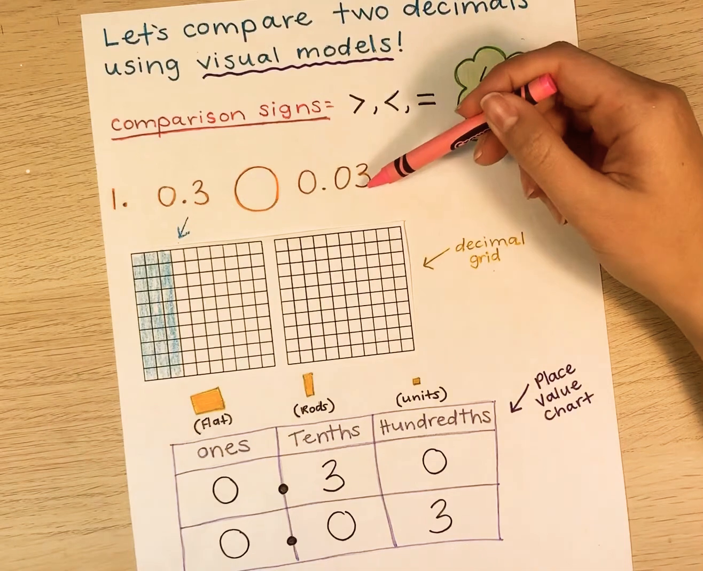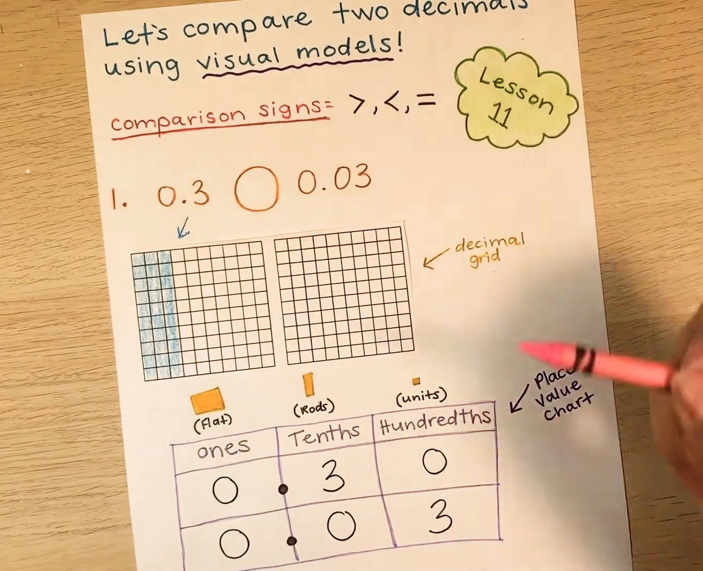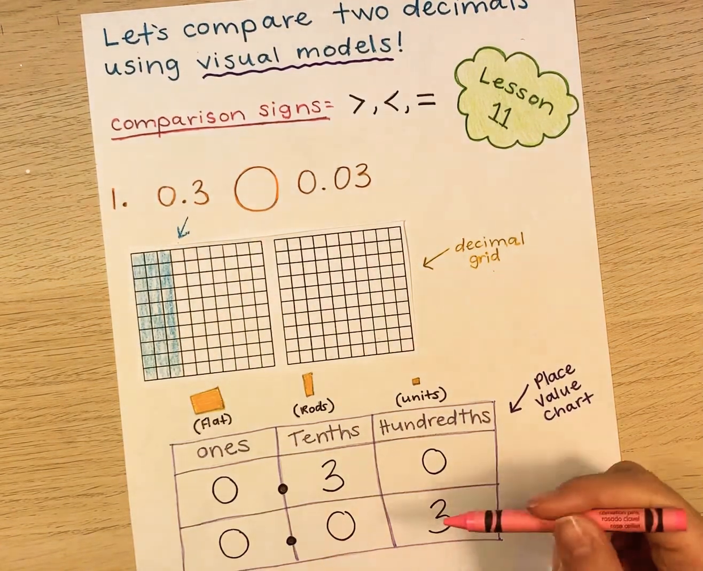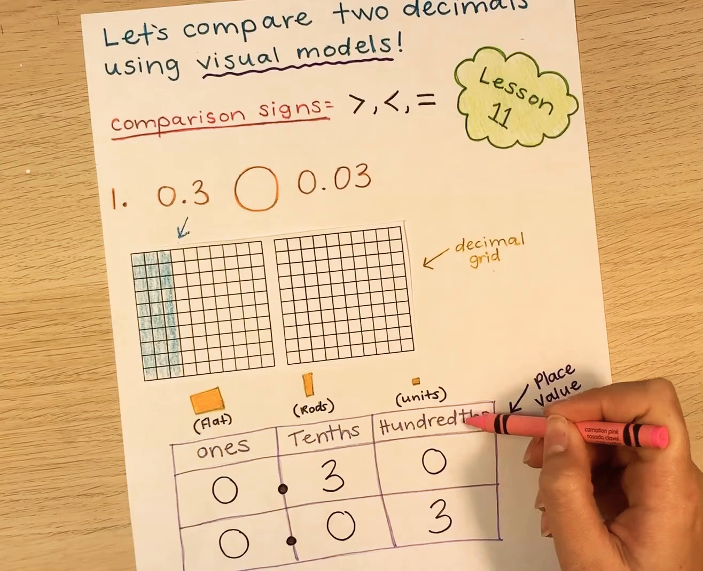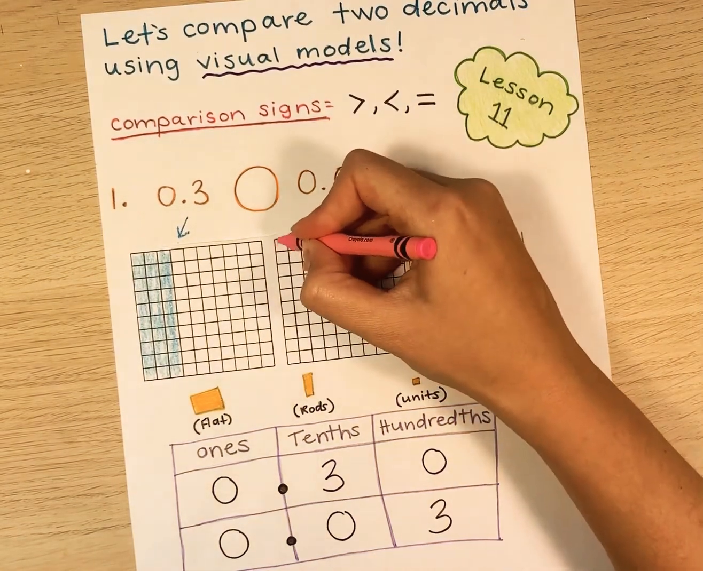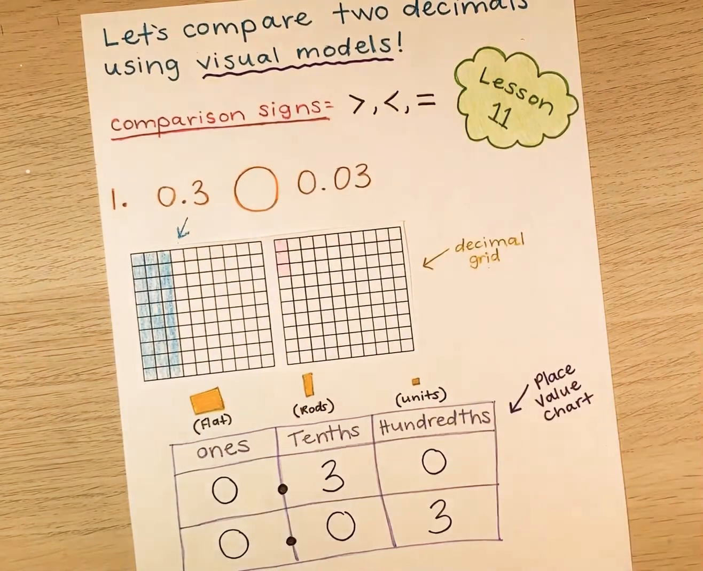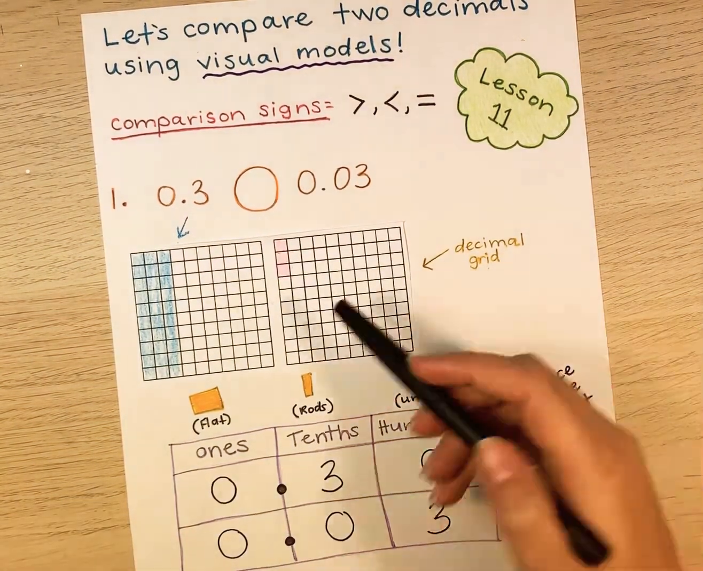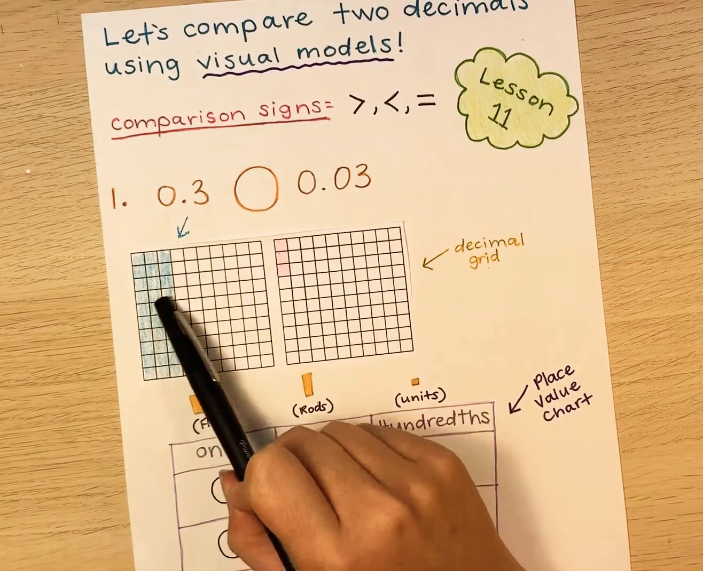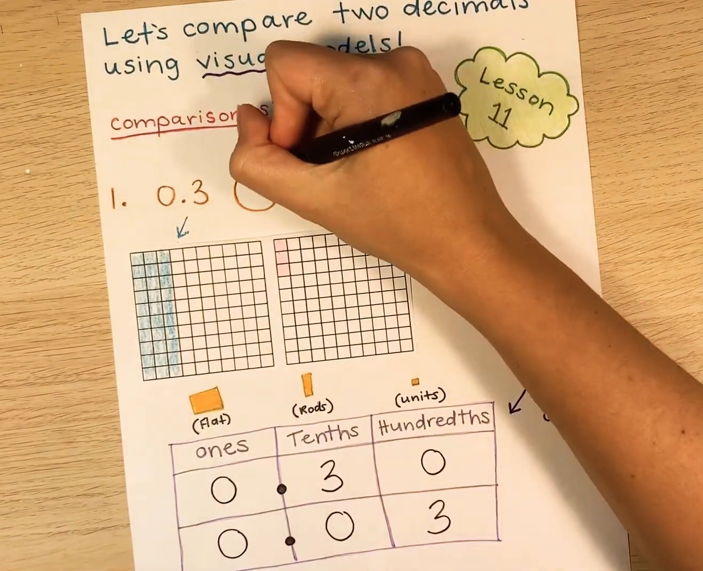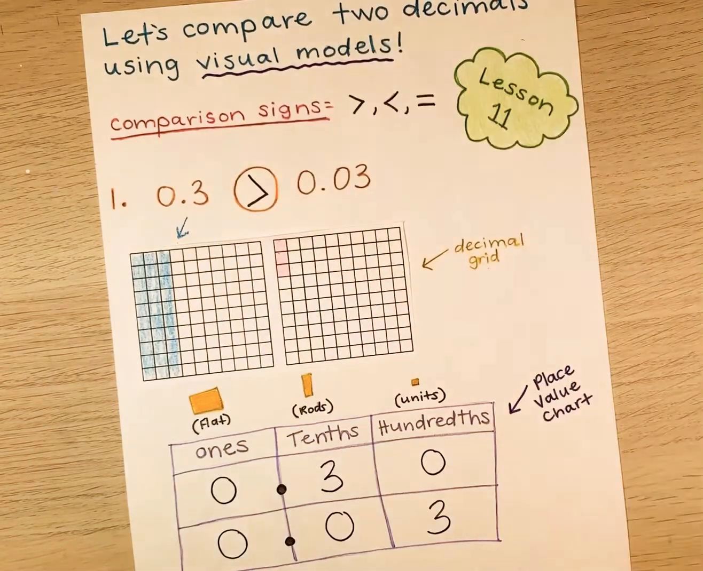Next we have 3/100. I'm going to take a look at my chart down here. I don't have any flats, don't have any rods, but I'm going to include 3 units because that's my hundredths. So 1, 2, 3. And now our grids can help us compare these two decimals, and we can see that 3/10 is greater than 3/100. So I'm going to be using the greater than sign.